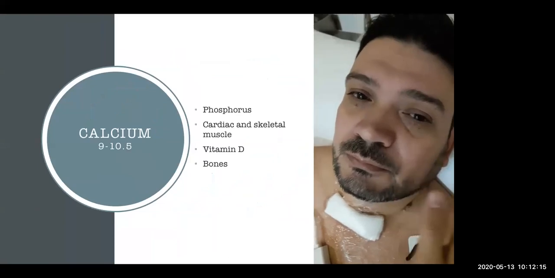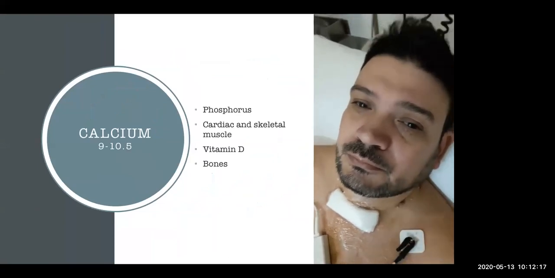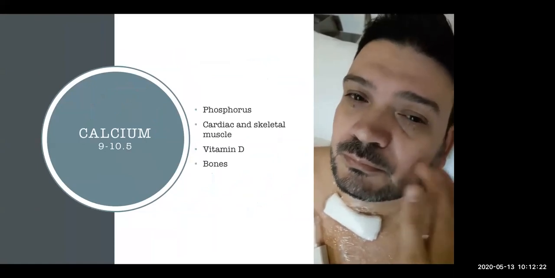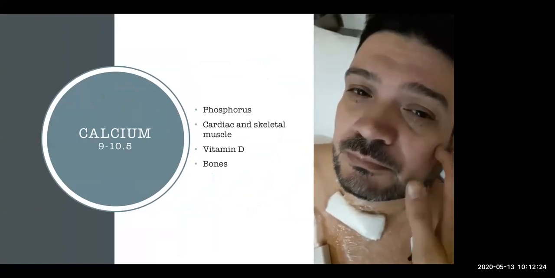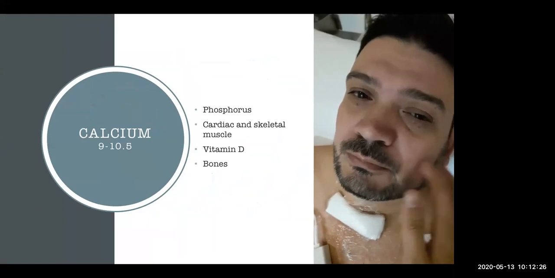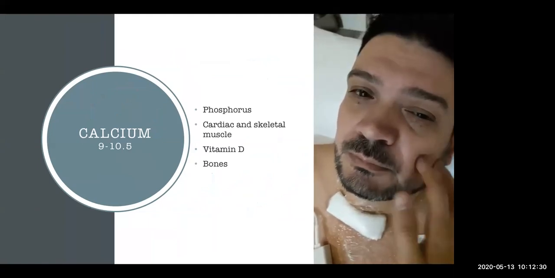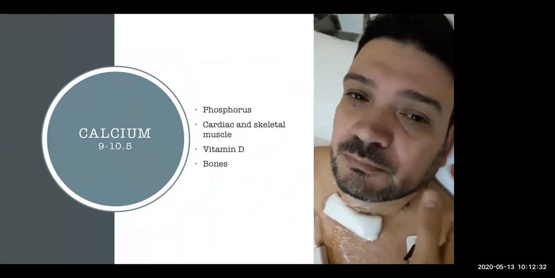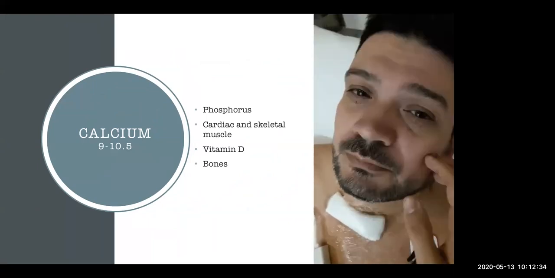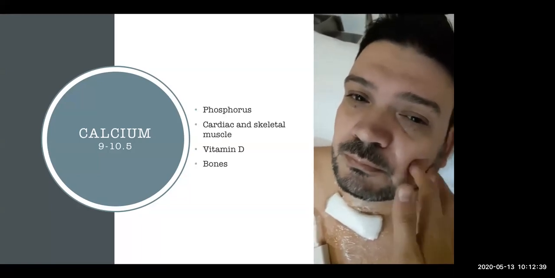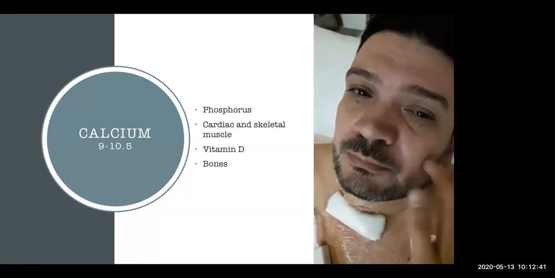It's an inverse relationship. So if calcium is high, phosphorus is low, and vice versa. In fact, our symptoms that we see with phosphorus alterations are because of the alteration that is experienced because of calcium. It has an effect on both cardiac and skeletal muscle. Our body needs vitamin D to be able to absorb calcium, and calcium is important in bones.